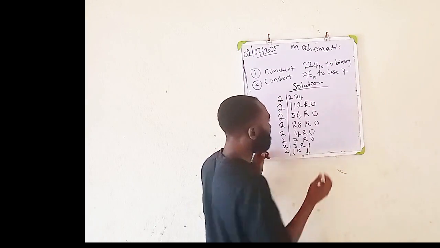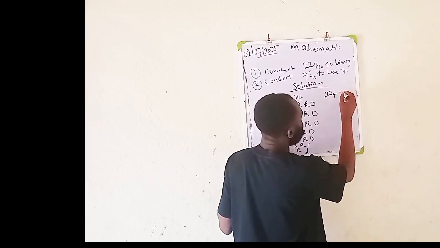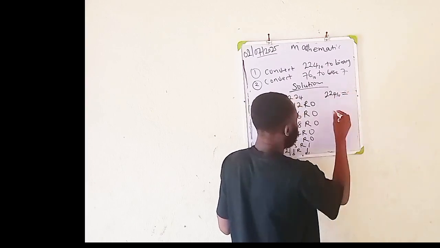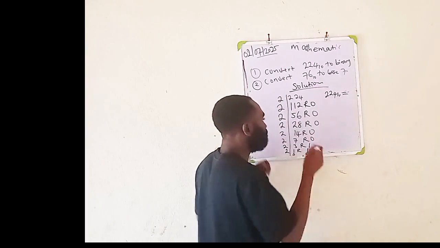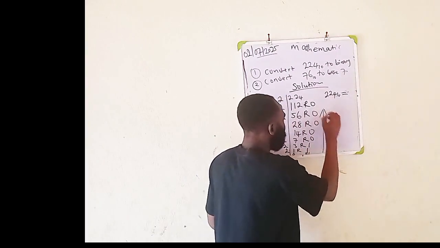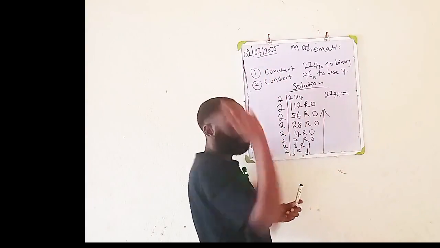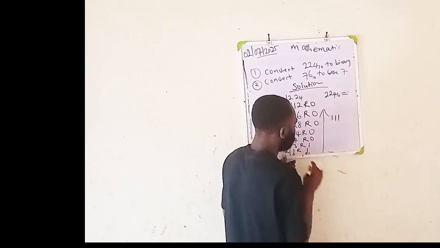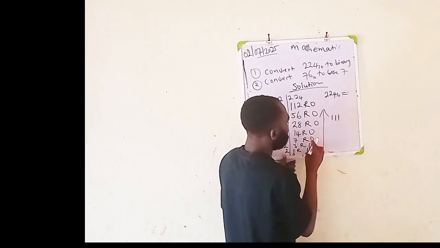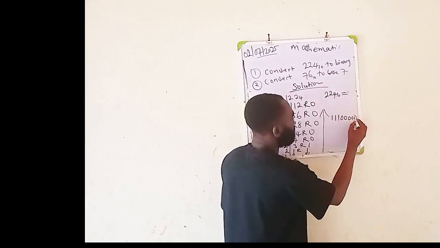So now our answer is 224 base 10 to base 2 will give us... After having the remainders, you draw your arrow facing upward because you are moving from down to up. That is your answer. So our answer is 1 1 1, then 0 0 0 0 0 base 2.